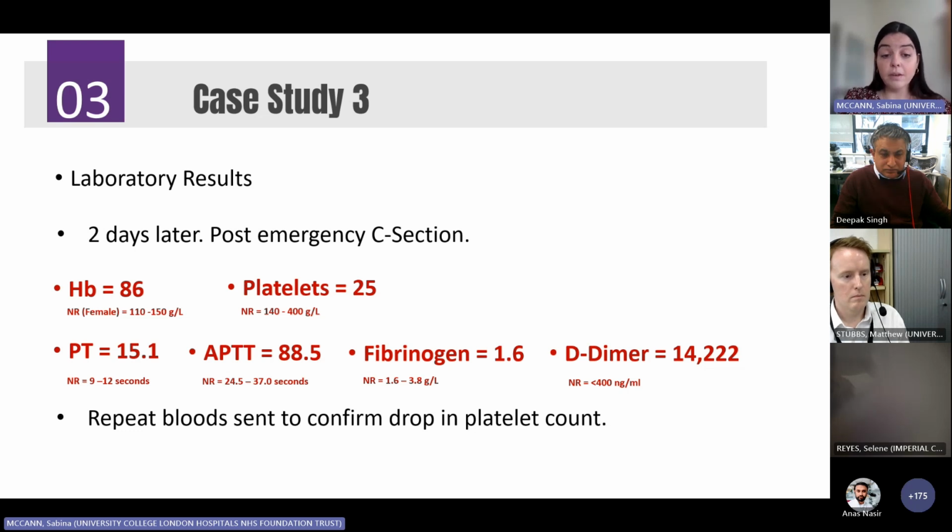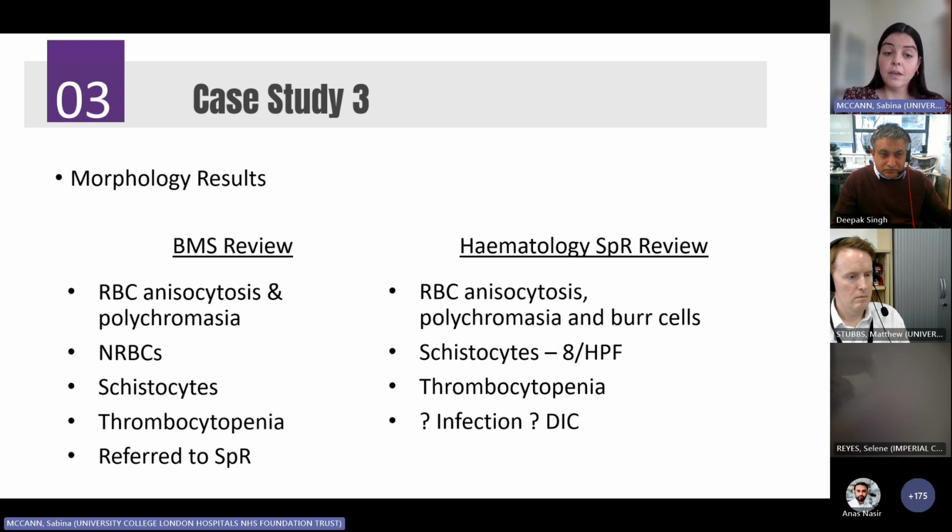Again, repeat bloods were sent due to the drop in platelet count. Due to thrombocytopenia, the BMS decided to do a blood film review. They reported red cell anisocytosis, polychromasia, nucleated red blood cells, schistocytes, thrombocytopenia, and urgently referred the film to the SpR. Similarly, the haematology SpR reviewed the film urgently, in agreement with the red cell anisocytosis, polychromasia, burr cells, 8 fragments per high power field, genuine thrombocytopenia, and they were querying infection or DIC.